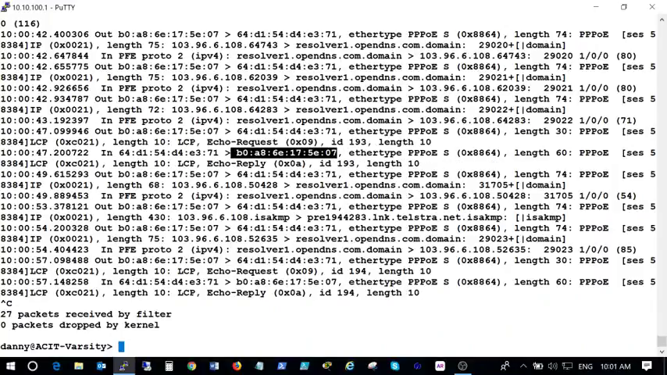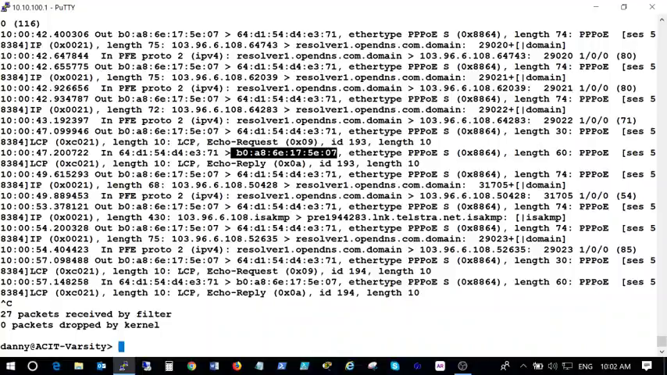Why would that be? Anybody got any ideas? There's only 2 MAC addresses, by the way. There's only 2 MAC addresses being shown. Only 2. Why is there only 2? So all the traffic is coming from one MAC address to another MAC address. Why is that on this interface? Why would that be? Any ideas?